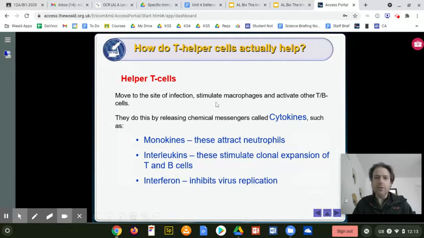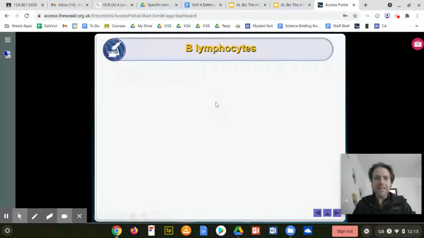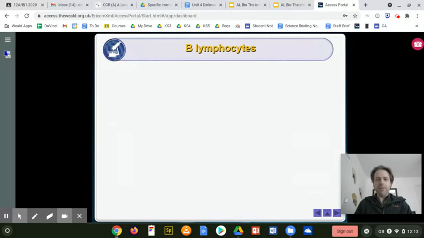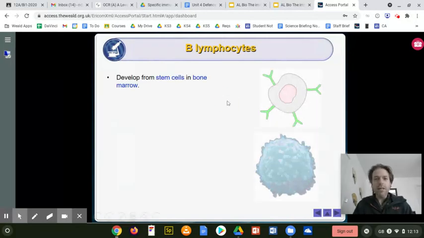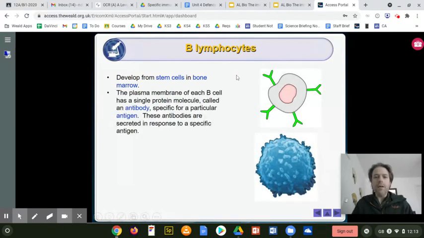Okay, so that's our T cell, our cell-mediated specific immune response. What about our B lymphocytes? Well, our B lymphocytes, again, developed from stem cells in the bone marrow, but essentially, they're only going to produce two types of cell. They're going to produce the wonderful plasma cell, okay, and a memory cell, okay.